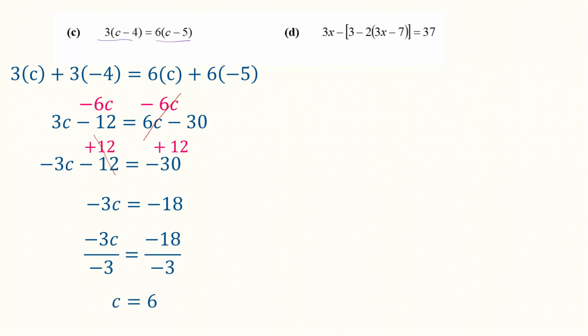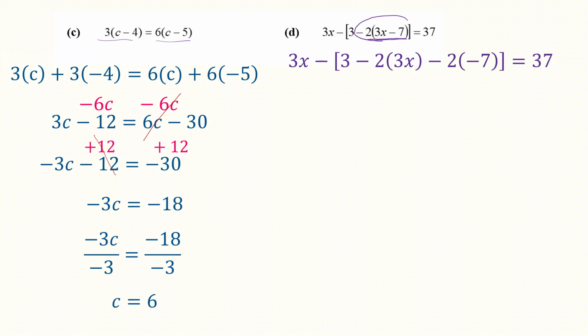Let's look at the next one. The next one is more complicated because it involves a square bracket, and in the square bracket, we have another bracket. So we will deal with the innermost bracket first, which is this one here. We work from inside out. All other things remain the same, meaning 3x is there, the square bracket is there, and we just use the distributive law to expand this. So that gives us 3x minus 2[3 minus 2(x)...] equals 37.